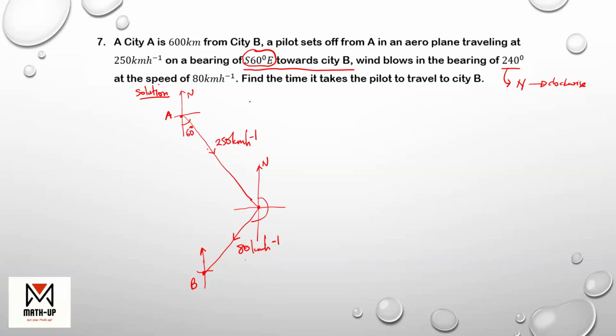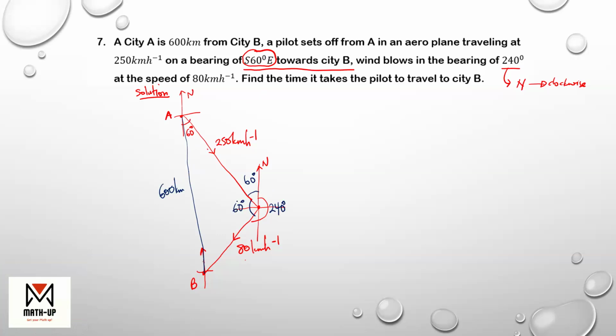In other words, I'm going to draw a line connecting city A to city B. And remember, we have been given the length or the distance between the two cities as 600 kilometers. So this entire angle is 240 degrees. If this is 60 degrees, this gives me 60 degrees. And therefore, this would also have to be 60 degrees.